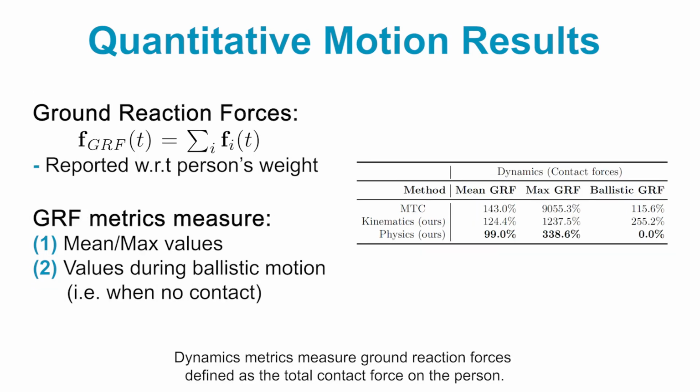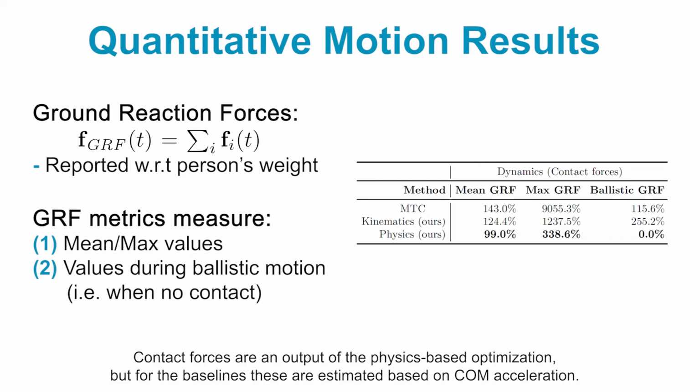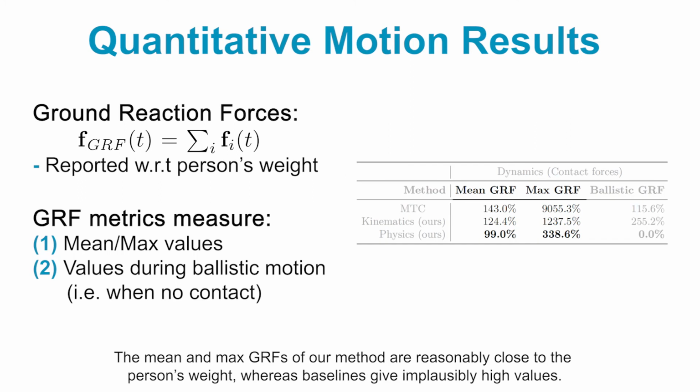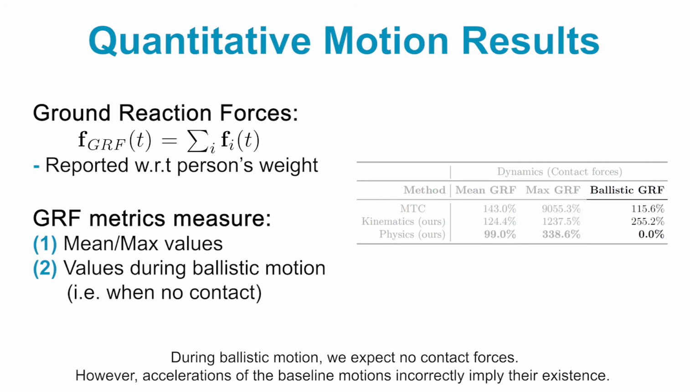Dynamics metrics measure ground reaction forces defined as the total contact force on the person. Contact forces are an output of the physics-based optimization, but for the baselines, these are estimated based on center of mass acceleration. The mean and max GRFs of our method are reasonably close to the person's weight, whereas baselines give implausibly high values. During ballistic motion, we expect no contact forces. However, accelerations of the baseline motions incorrectly imply their existence.